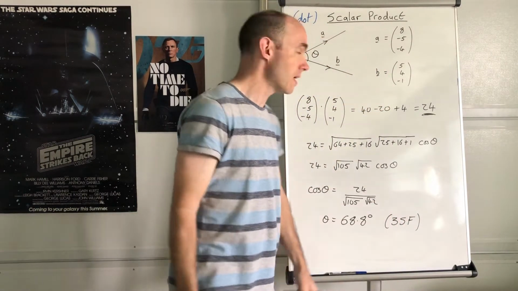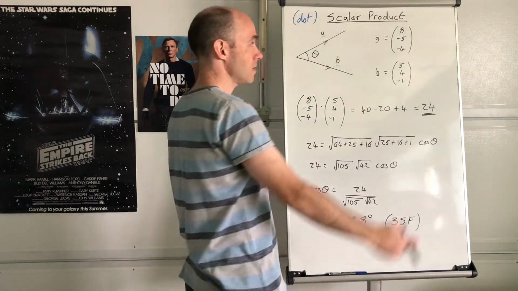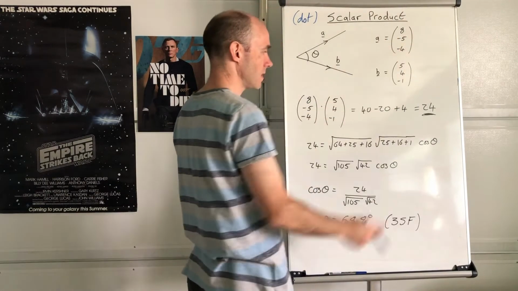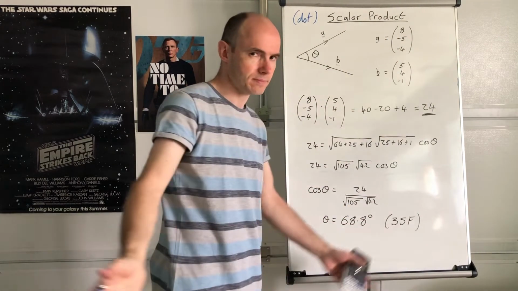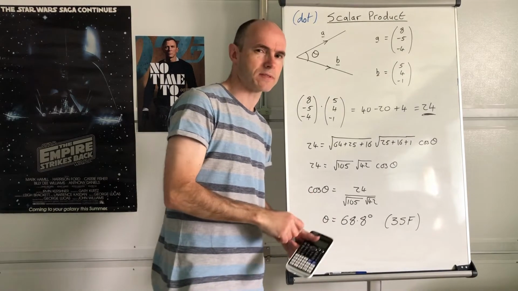Simple. Every single scalar product question is exactly the same. You've got your vectors, you just put the numbers in. There, simple. I'll do another example in the next video.